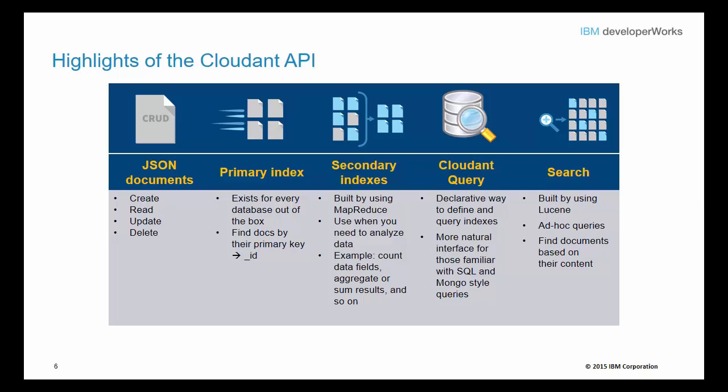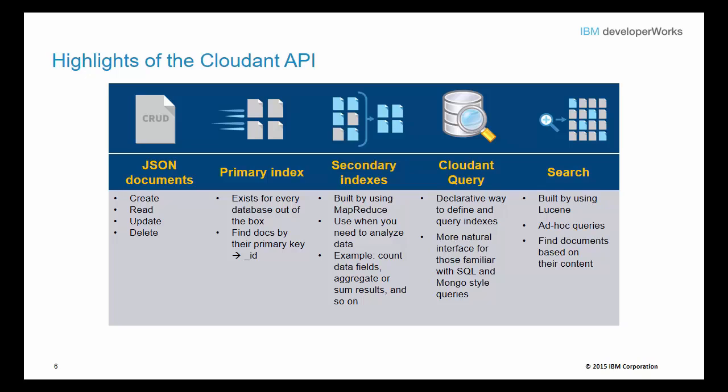So let's look at some of the feature highlights of the Cloudant API. We already discussed the CRUD operations, that is create, retrieve, update, and delete. There are also primary index operations, and the primary index is available for every database out of the box. Every document has a field called _ID, which serves as its primary key or unique identifier. So you can find or fetch documents using this primary key or ID.